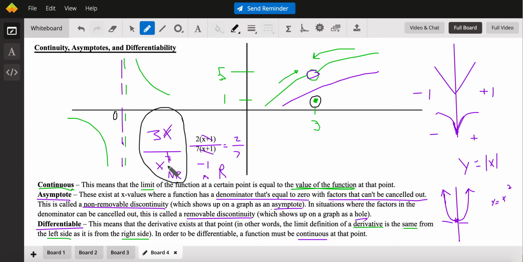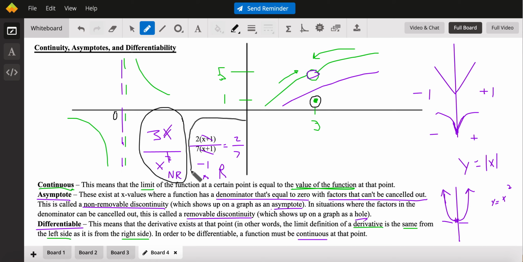If you were able to cancel the factor in your denominator which made it 0, then you would have what's called a removable discontinuity, which shows up as a hole. So the hole example, we can go back to the first one. That's a hole. That's what it would look like. And the actual equation, the way it would look, is this one down here.